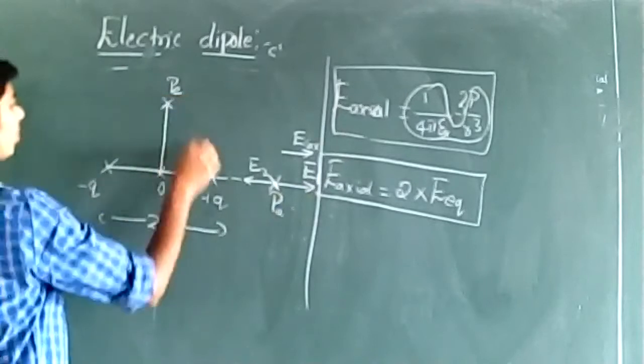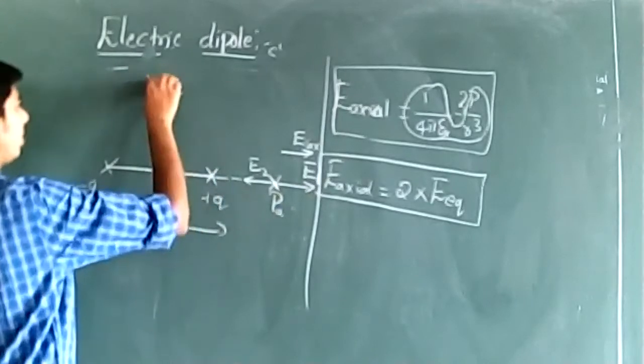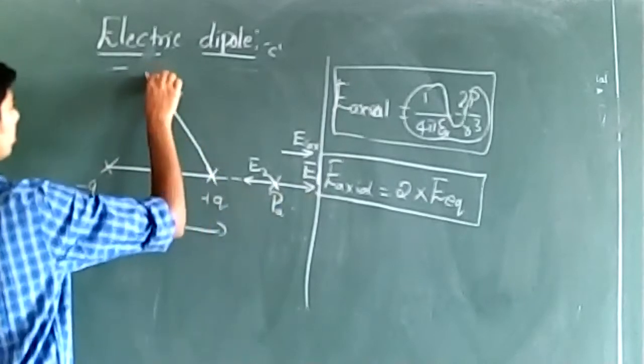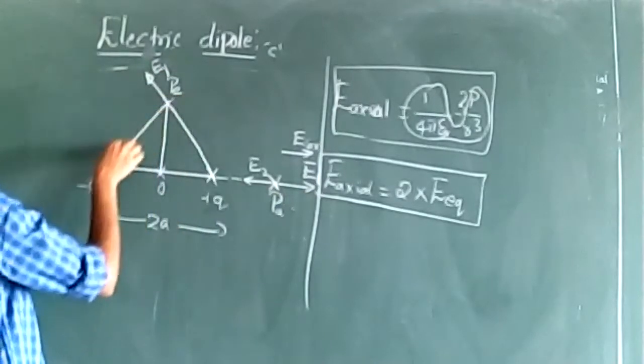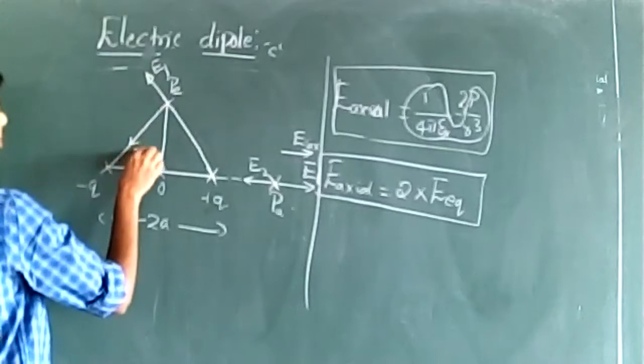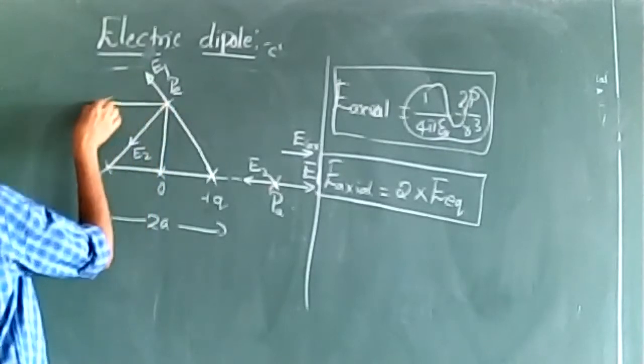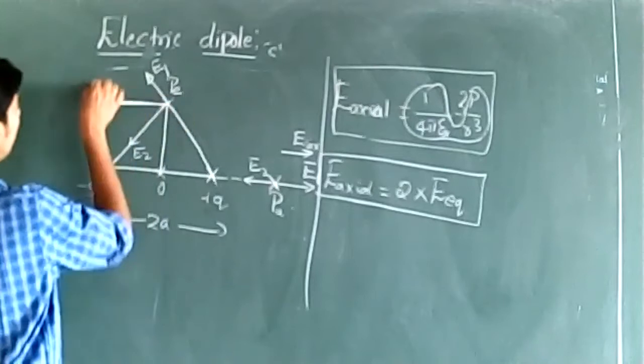At a point on equatorial line, plus q produces electric field radially outwards. This is E1. Minus q produces electric field radially inwards. This is E2. Resultant electric field will be like this. This is E equatorial.